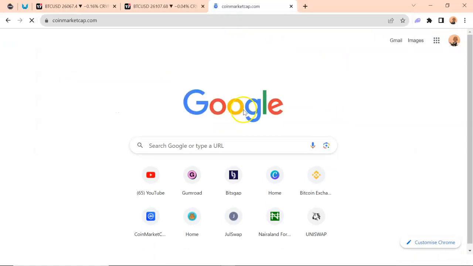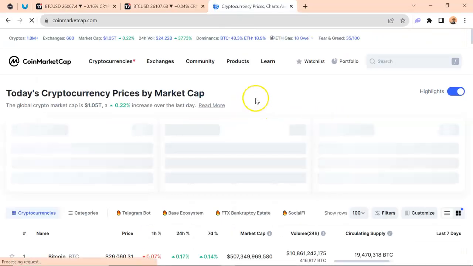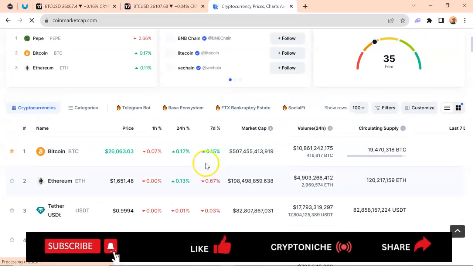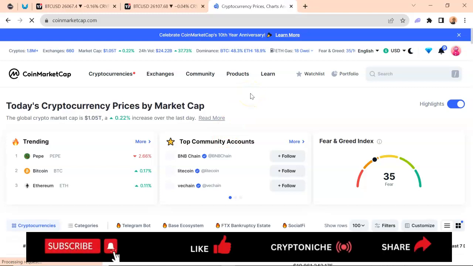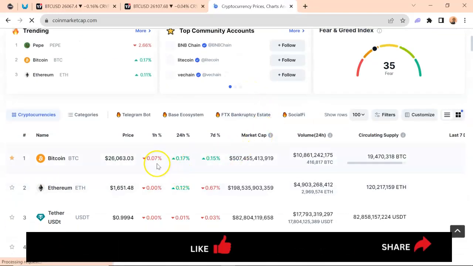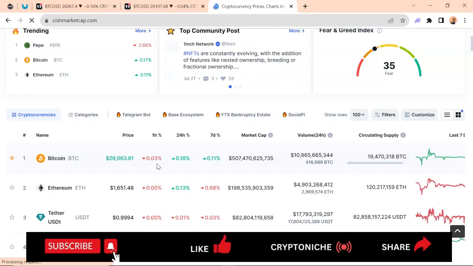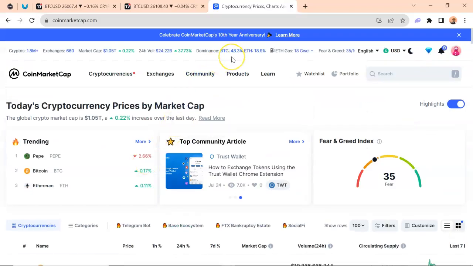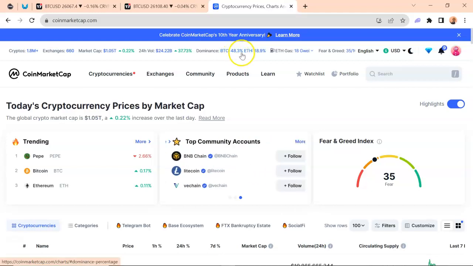That is really obvious in the data available to us on CoinMarketCap. Look at this data right here. You can see it is number one. It's been like this from the beginning of cryptocurrency. So it dominates everywhere, and if you look at the Bitcoin dominance, it's at 48.3%.